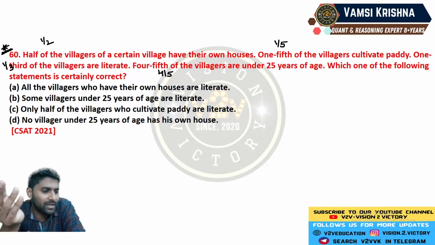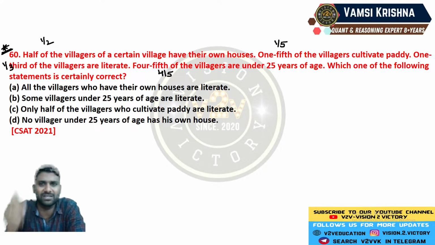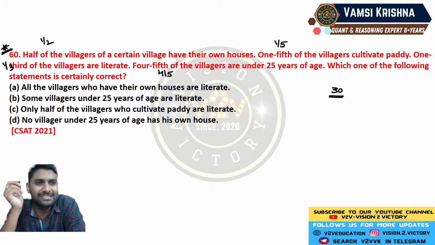Now we should assume one value. My suggestion: we have four different fractions. Identify every denominator value, then take a common multiple. Then you never get any decimal calculation. Now see 2, 3, 5. The LCM is 30. So assume that in the total village, the total number of people is 30.